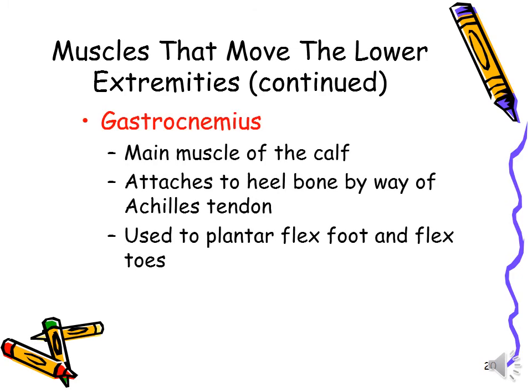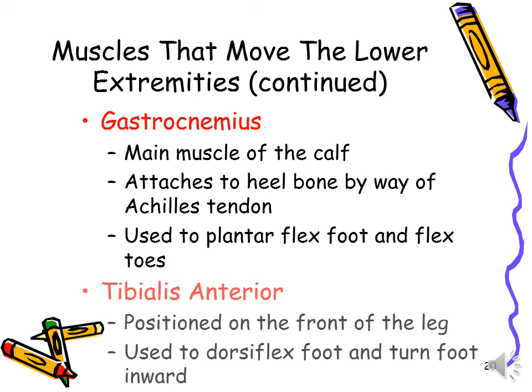The gastrocnemius is a main muscle of the calf. When we think about muscle cramping, which we're going to talk about a little bit later on, this is a muscle that oftentimes cramps up. It attaches to the heel bone by way of the Achilles tendon. The Achilles tendon is pretty well known and recognized. Most of us have heard about that. And this muscle is used to plantar flex the foot and flex the toes. Plantar flexion means that the toes or the foot is moving towards the ground.